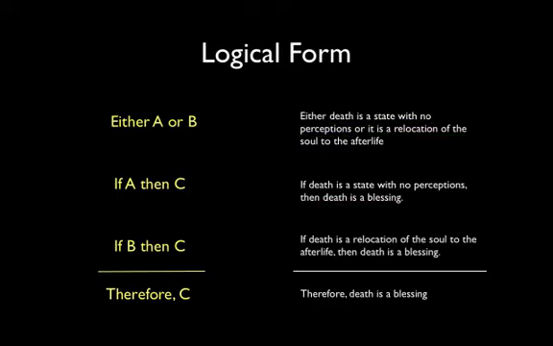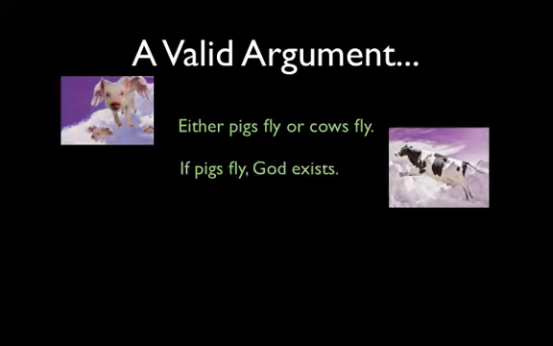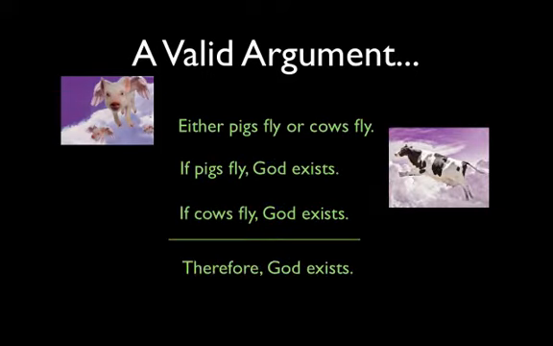Any argument with this logical form is valid, regardless of what sentences we use for A, B, and C. So, for example, here's a valid argument. Either pigs fly or cows fly. If pigs fly, God exists. If cows fly, God exists. Therefore, God exists.